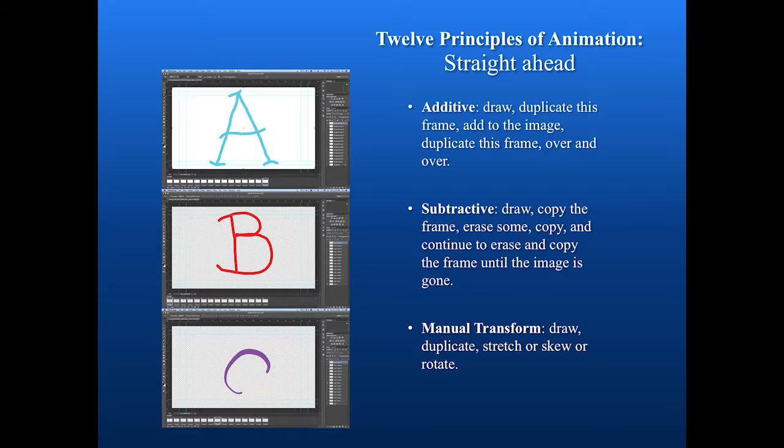Subtractive: you draw, copy the frame, erase, copy, and continue to erase and copy the frame until the image is gone. And then manual transform: you draw it, then you duplicate, and then you keep changing the shape using the transforms that are available. Stretch, skew, rotate, do whatever you want to, but don't move it too much. And if you do that across several frames, you can make it look like your object is changing shape and bouncing around.